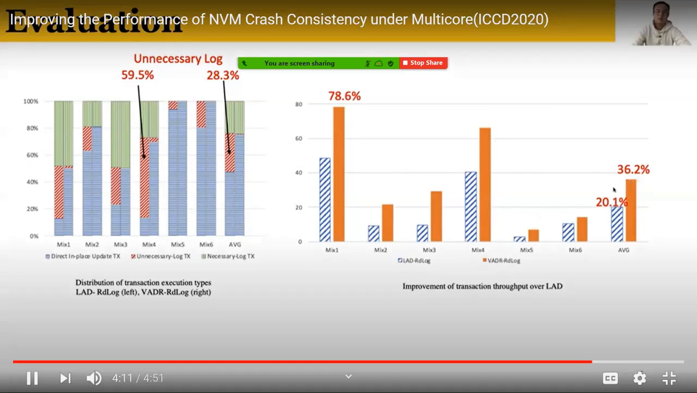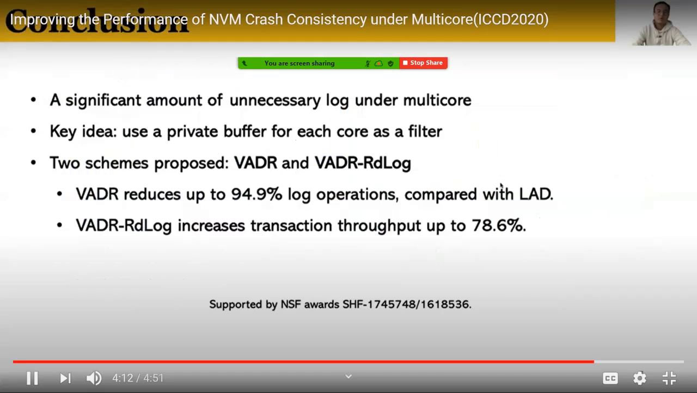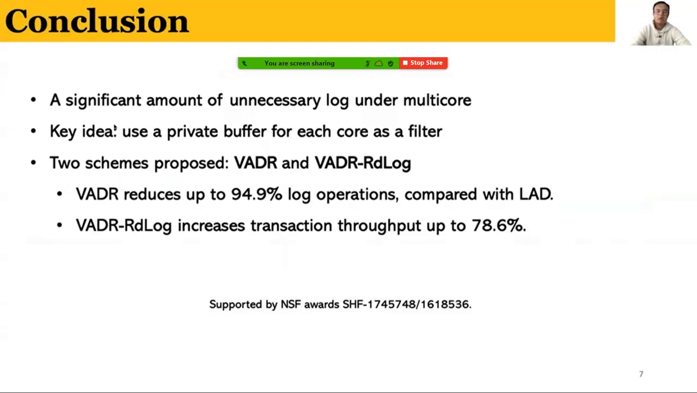In this work, we observed that there is a significant amount of unnecessary logs under multi-core in LAD. So we proposed a design which avoids unnecessary logs for concurrently running transactions. To do this, virtual ADR is introduced to filter transactions with a large write set. To further improve performance, we adopt ReduLog, as we have eliminated most of the log operations, up to 94.9% compared with that, and virtual ADR with ReduLog increases transaction throughput up to 78.6%. This is all the work we have done. Thanks for listening.